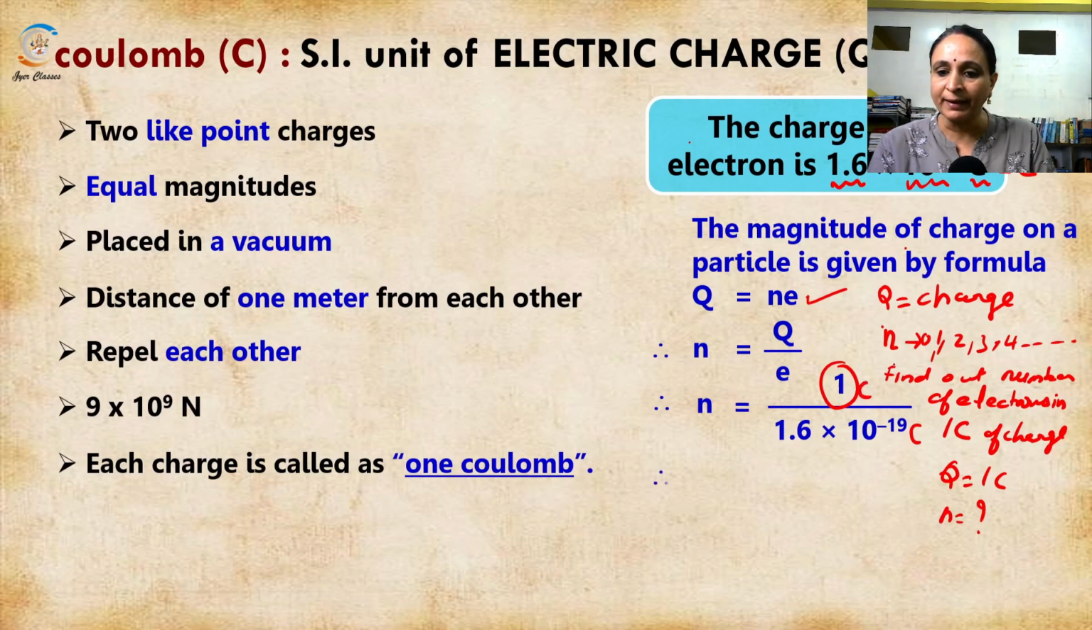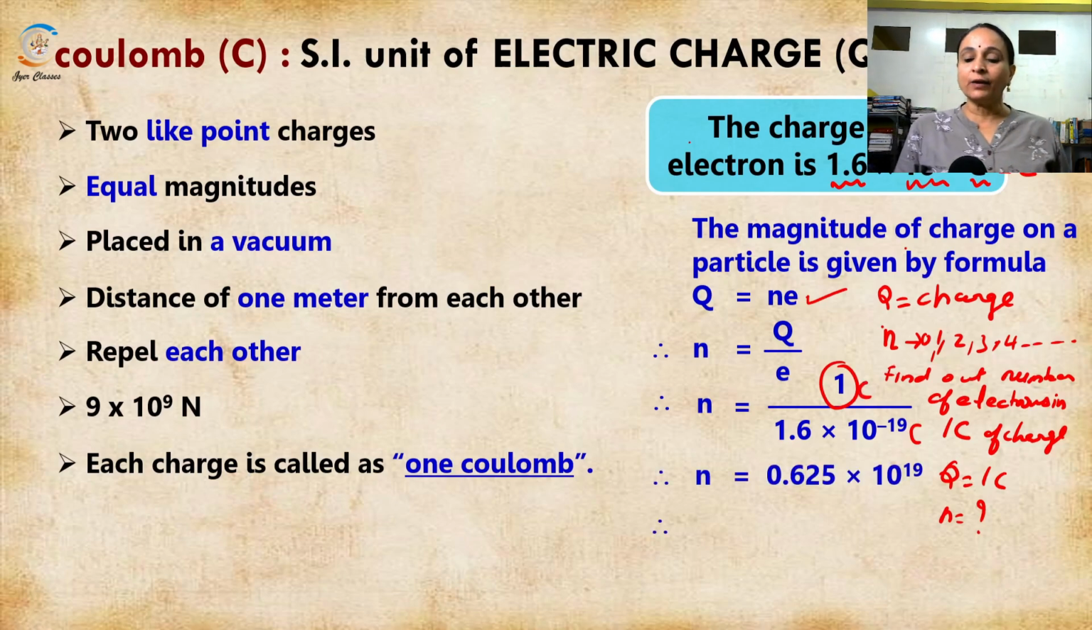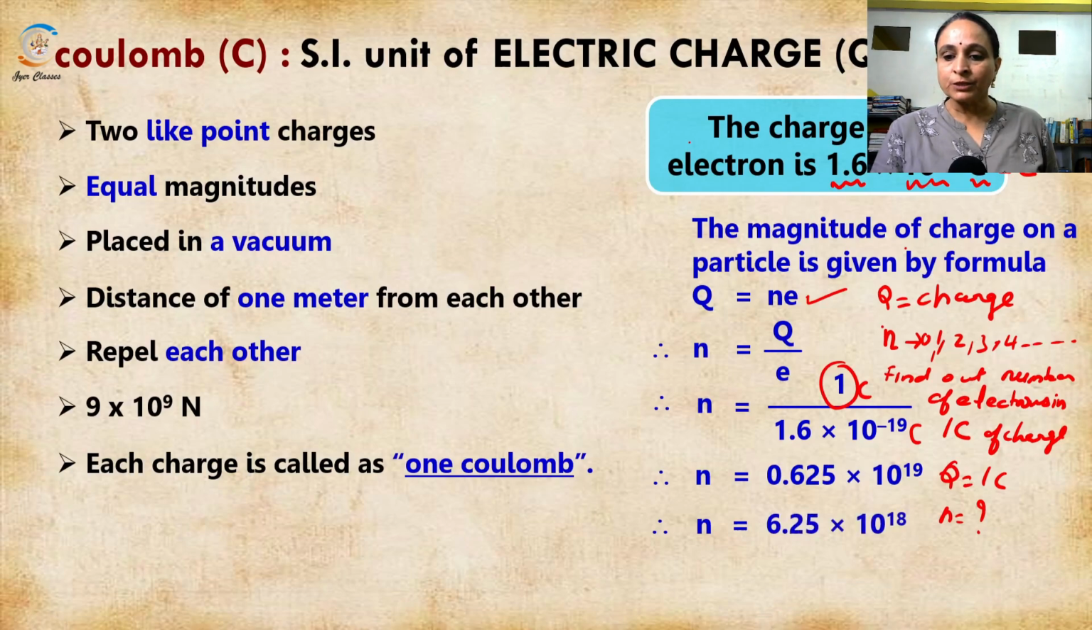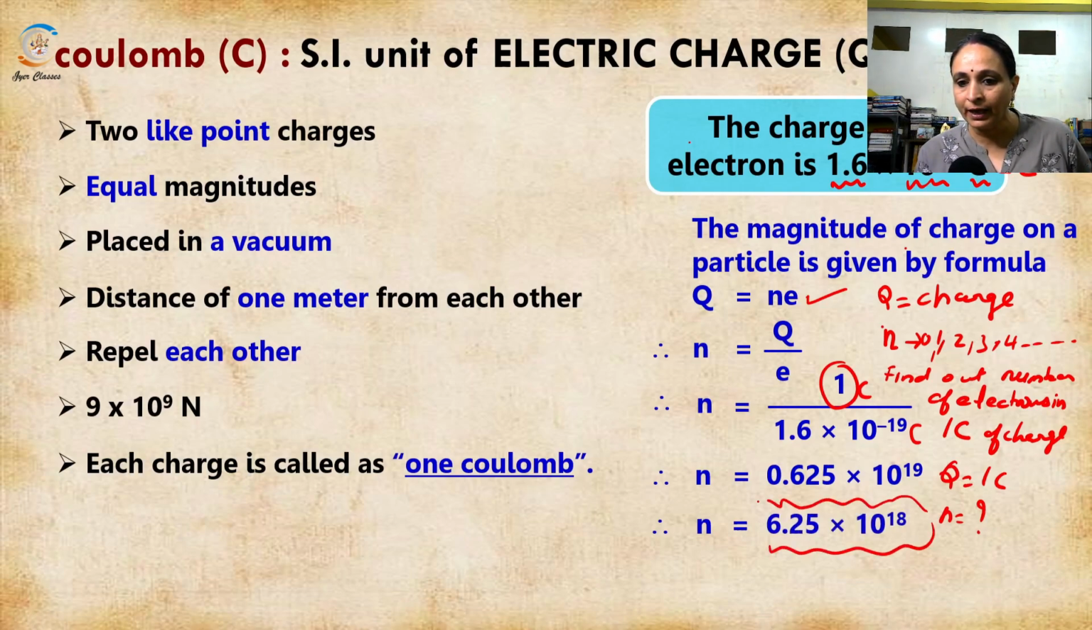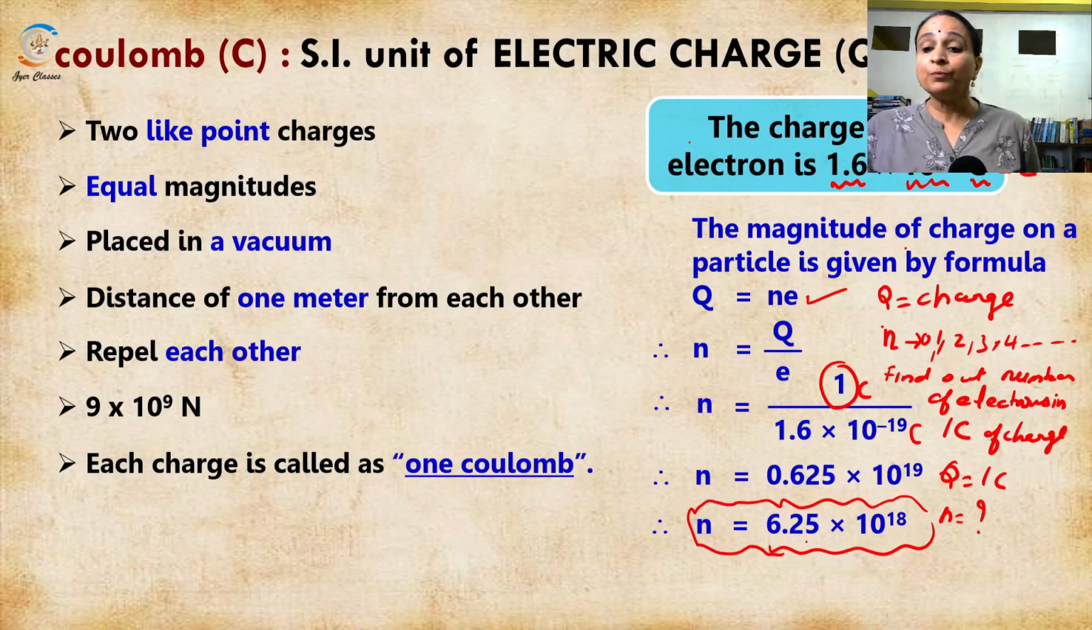When you calculate this, n is equal to 0.625 into 10 to the power of 19. So the value of n comes out to be 6.25 into 10 to the power of 18. Wow, look how many electrons there are in one coulomb of charge: 6.25 into 10 to the power of 18 electrons. That's a lot, isn't it? Yes, the number is very large because the size of the electron is very, very small. Got it now? Yes.